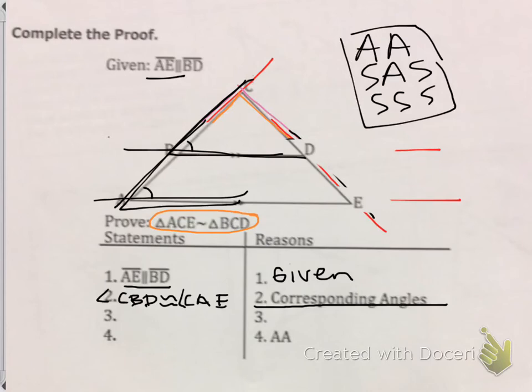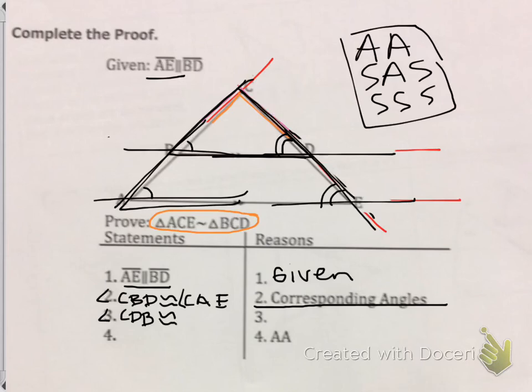Now I know that those are congruent, so if I can prove another set of angles congruent, then I can prove angle. And I already said over here where we have the parallel lines cut by a transversal that this angle would be congruent to this angle because they are corresponding angles. So I'm going to write those over here. I'm going to have angle CDB is congruent to angle CEA. And the reason they're congruent, again, is the same reason as before, corresponding angles.